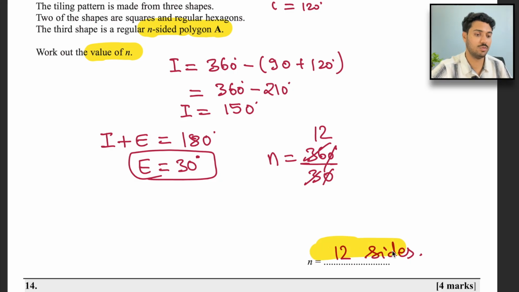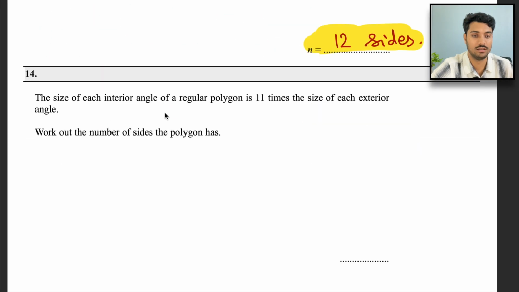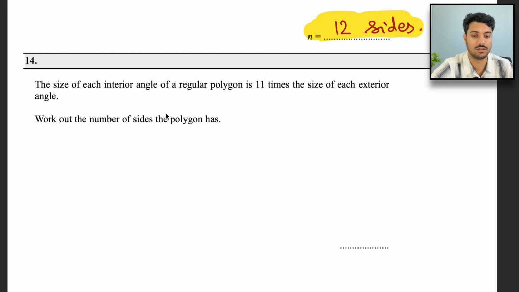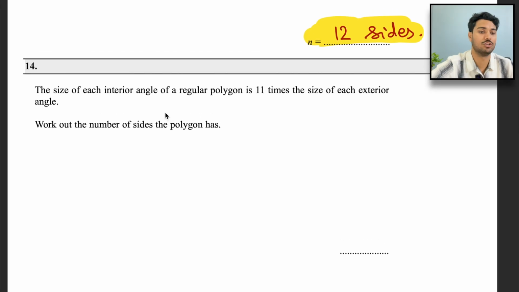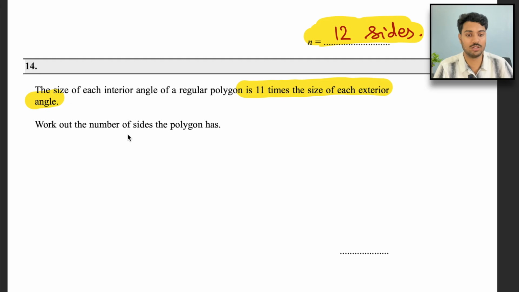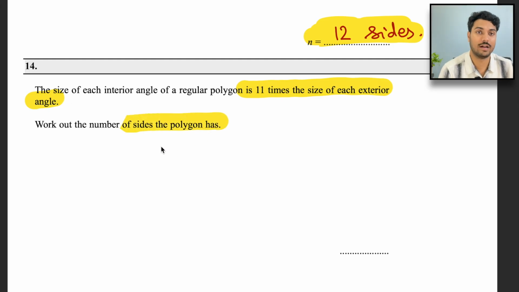I hope this is clear to everyone. And now the last challenge question that you guys can try is this one. Question number 14. It says the size of each interior angle of a regular polygon is 11 times the size of each exterior angle. Work out the number of sides of the polygon. So do try this question. With this, we are done with the video.